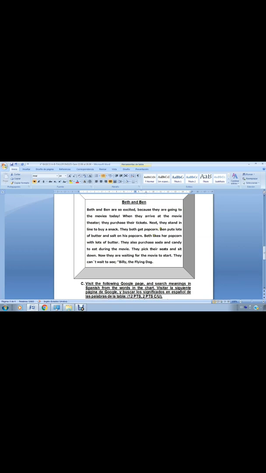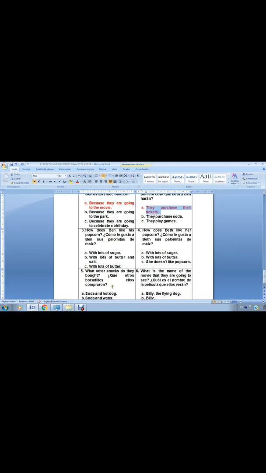It says, dice, Ben puts a lot of butter and salt on his popcorn. Ben puso mucha mantequilla y sal en sus palomitas de maíz. So, entonces, the correct answer is letter B. La respuesta correcta es la letra B. With a lot of butter and salt. Con mucha mantequilla y sal. Question number 4. Pregunta número 4.